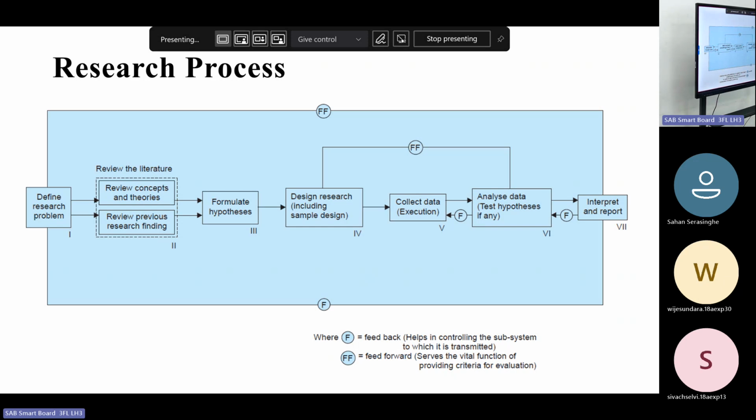So then what is the next step? The last step: you have to interpret the results. Based on the results, what happened to our objectives? Are they achieved or not? You have to confirm it. You have to discuss it with the previous findings also. We call it the last step.